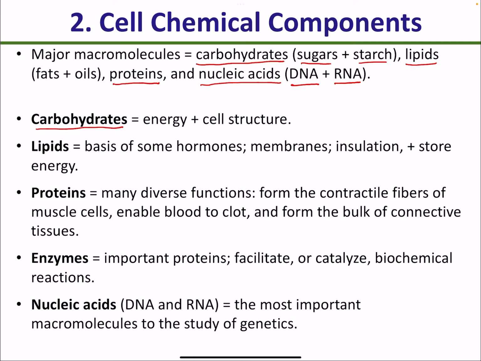The carbohydrates in the cell are essential for energy production, or are used as a source of energy. They also play a structural role. The lipids are very important for the production of hormones in our body. They are also essential for the structural organization of membranes. They can also be used as insulation and to store energy. The proteins have many different functions. Some of them allow movement. These are contractile proteins, okay, forming fibers. Some of them are essential for blood clotting.